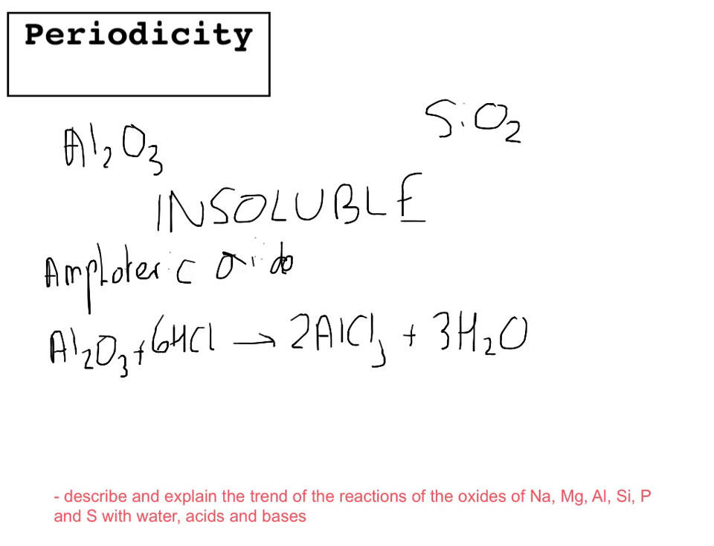So if you were to react sodium hydroxide with it, so Al2O3 with NaOH, then you will form sodium aluminate. You also need water in there as well to balance, and you'll create this.